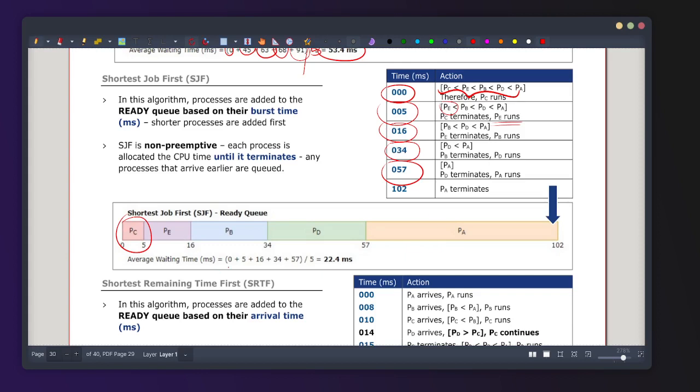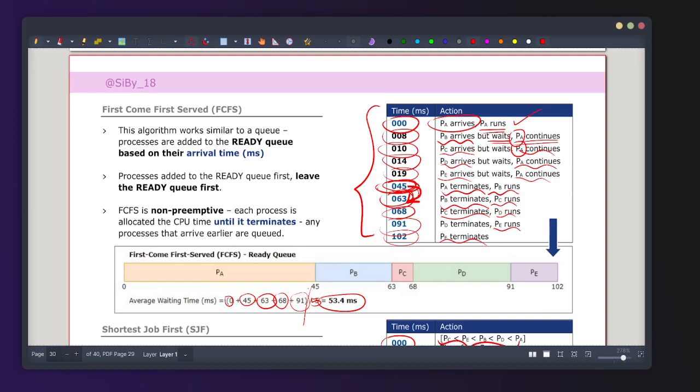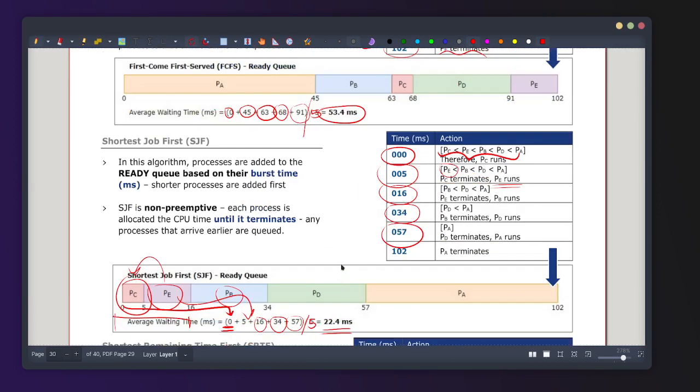So let's calculate their waiting times. PC wasn't waiting for any time, so its waiting time is 0. PE on the other hand was waiting for PC to finish, so its waiting time is 5 milliseconds. PB, the next process, would be waiting for 16 milliseconds for both PC and PE to finish. Then PD would have waited for 34 milliseconds and PA would have waited for 57 milliseconds. If you divide that by 5, you will see that it's so much better than first come first serve. The average waiting time is now only 22 milliseconds. We cut down the initial value almost by half, actually less than half.